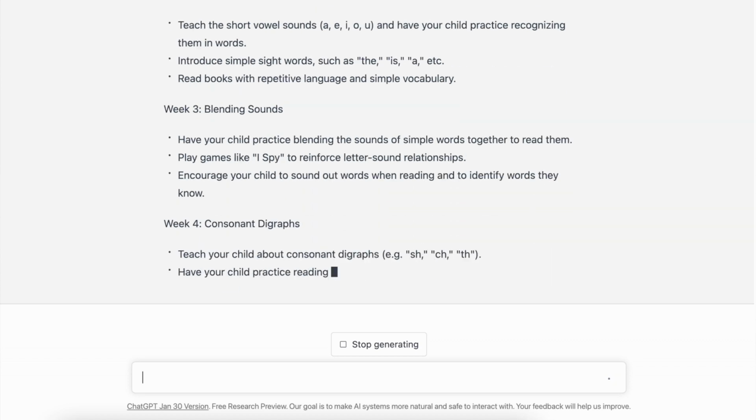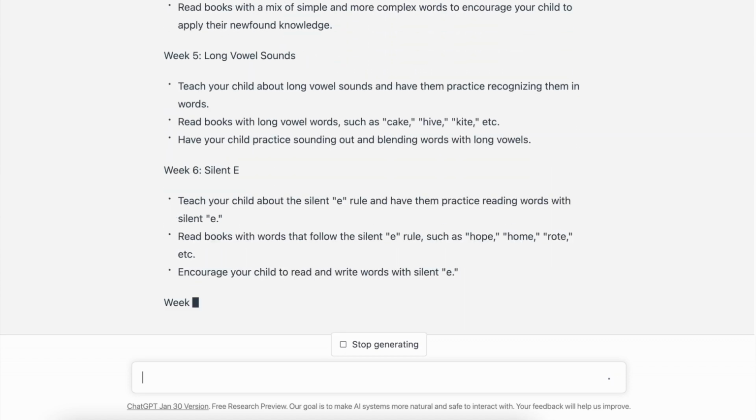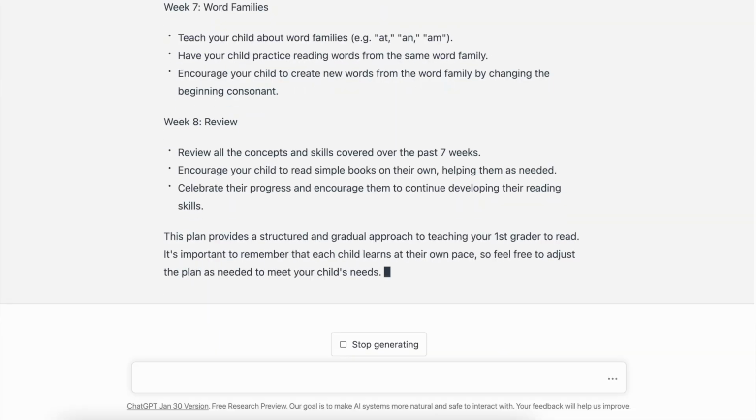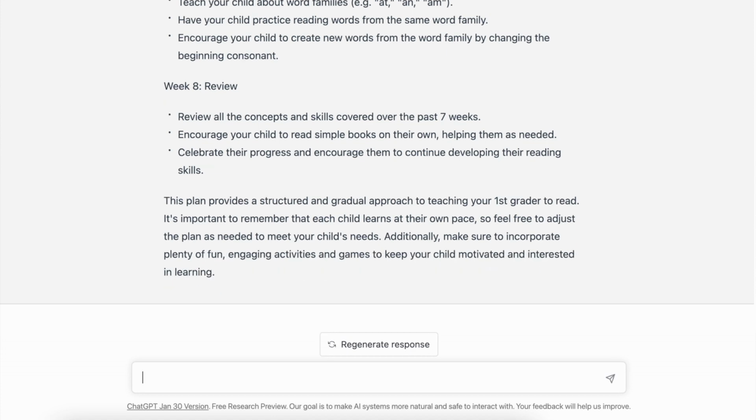Now, whether this is the best method or not, again, use caution when using these types of things. I can't say that it's going to totally replace a really good curriculum, but if you are just wondering what the general steps are, like what does your kid need to know in order to learn to read, this can be a great resource. And again, with any of ChatGPT's responses, here in this example, it even says it's important to remember that each child learns at their own pace, so feel free to adjust the plans as needed. So even ChatGPT is giving its own little disclaimers to the responses it gives.